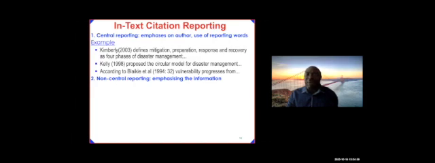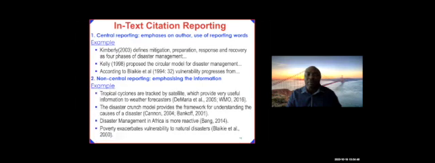Now, there's non-central reporting, where you are emphasizing the information. For example, tropical cyclones are tracked by satellite, which provides very useful information to weather forecasters. The emphasis here is on the information, and then you give the different sources. You may summarize information from different sources, and then you produce the information, and then you quote the different authors where you got the information from. So these are those 3 different examples that I've mentioned, where you can focus on the authors, or you can also focus on the information. And then you can cite maybe 3 or 4 different authors based on a summary of the information which you've provided. So this is another method.